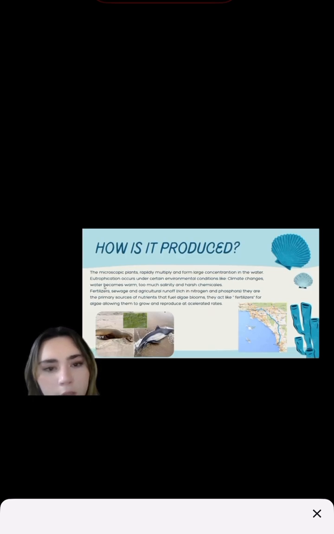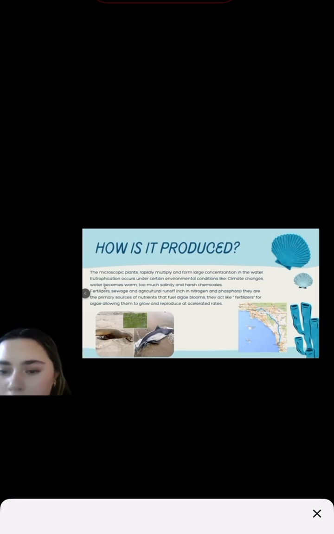eutrophication occurs under certain environmental conditions like climate change. Water becomes warm, with too much salinity and harsh chemicals. Fertilizers, sewage, and agriculture runoffs. So how does that happen in San Diego? Basically, I put a picture in the corner where you can see where Tijuana is. That's really down in the corner.